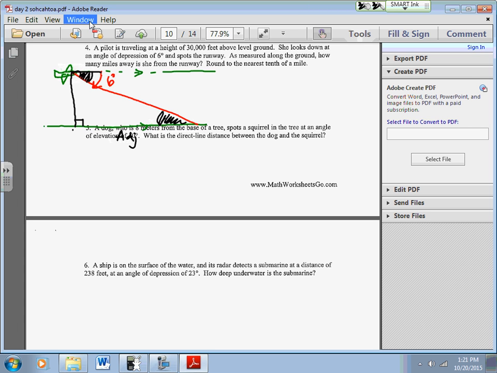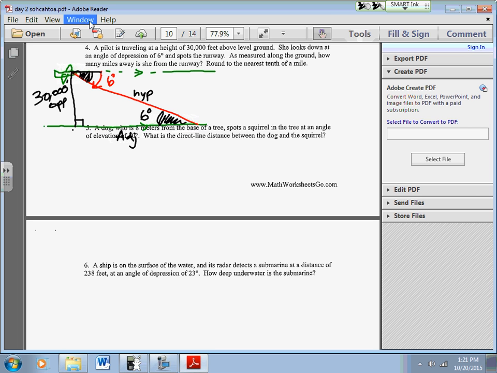That means this angle measures 6 degrees. So this is my opposite side to the angle I know. This side is my adjacent. Over here is my hypotenuse. Out of those 3 sides, where does the 30,000 feet go? Yes, on the opposite. That means the plane is, you guys agree? The plane is 30,000 feet above the ground.